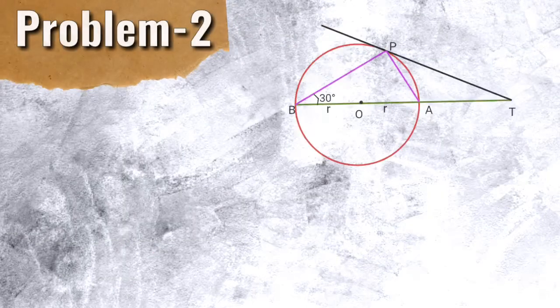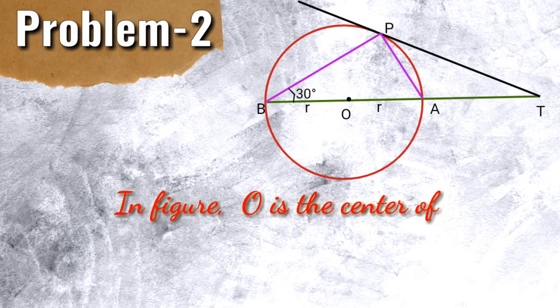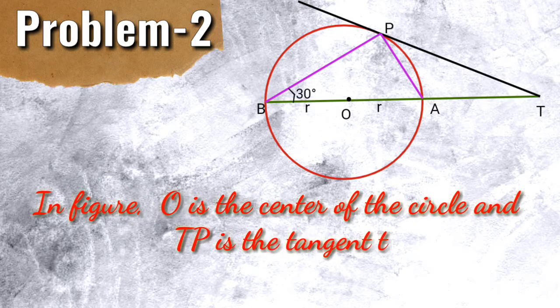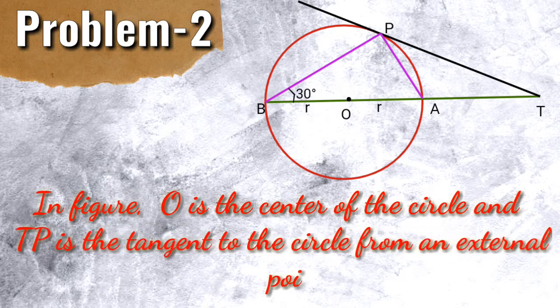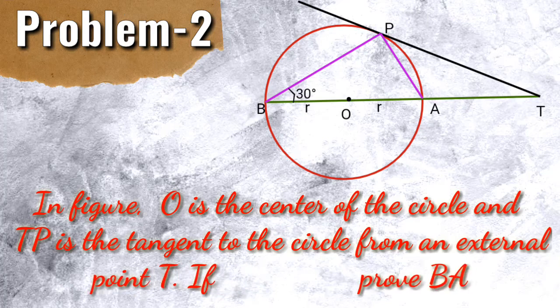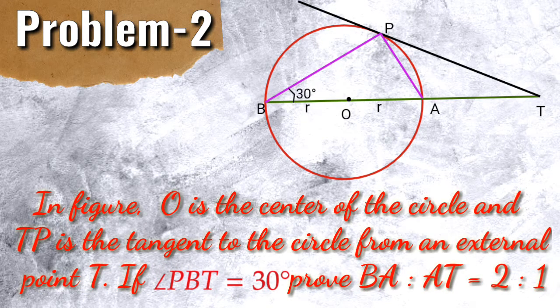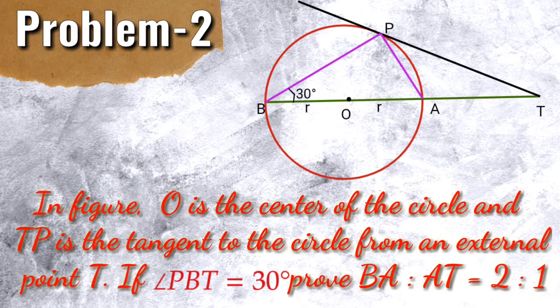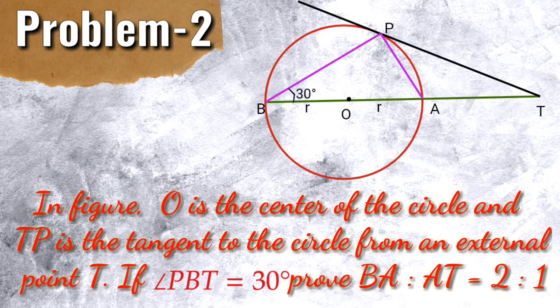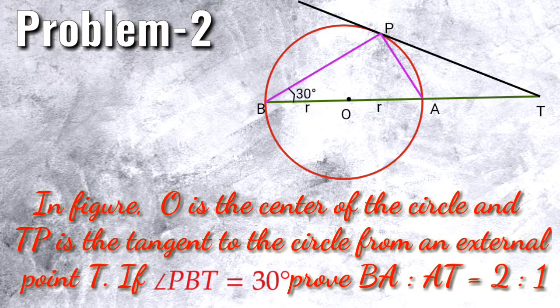Today's next question is, in the figure, O is the center of the circle and TP is the tangent at P. And angle PBT is given as 30 degree, and we have to prove that BA is to AT is equal to 2 is to 1. Let us see how to.